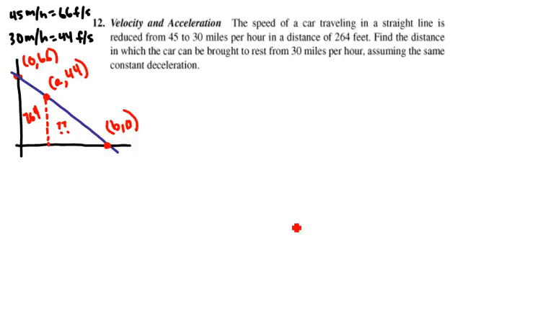Okay, in this video I'm going to do the same problem, that is problem number 12, using strictly calculus. Now, a couple of things that I want to bring over that I don't want to have to do over again is to say that 45 miles per hour is equivalent to 66 feet per second, 30 miles per hour is equivalent to 44 feet per second. All of that we'd still have to do again.